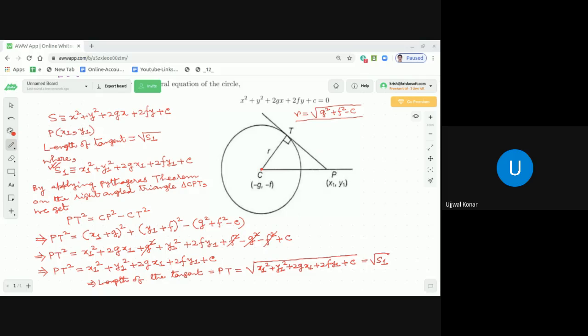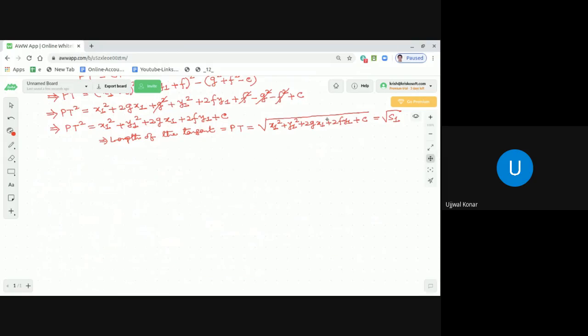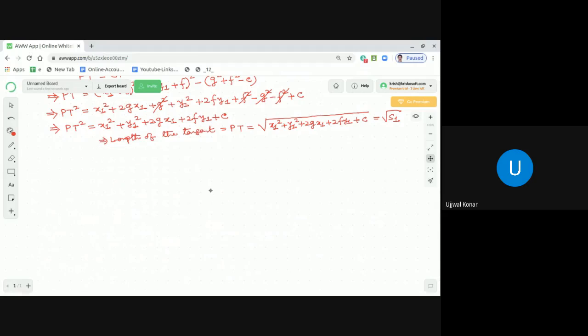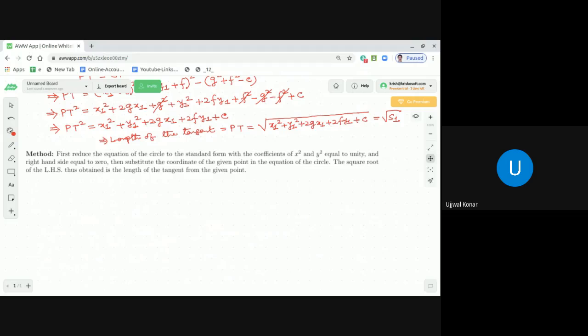So the method is something like this. Let me first show you, dear students. So what is the method we should follow to find the length of the tangent? I read out the statement.